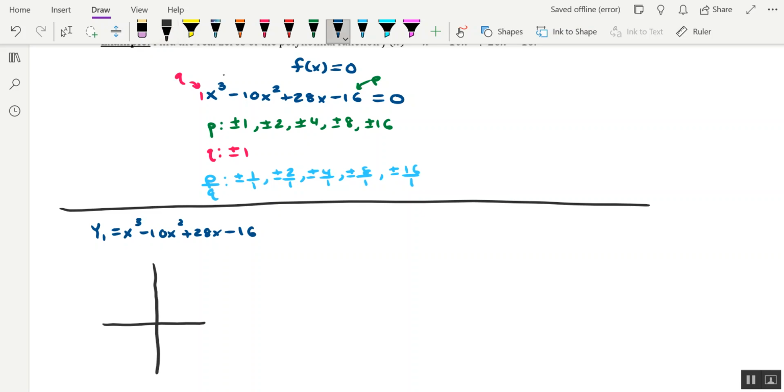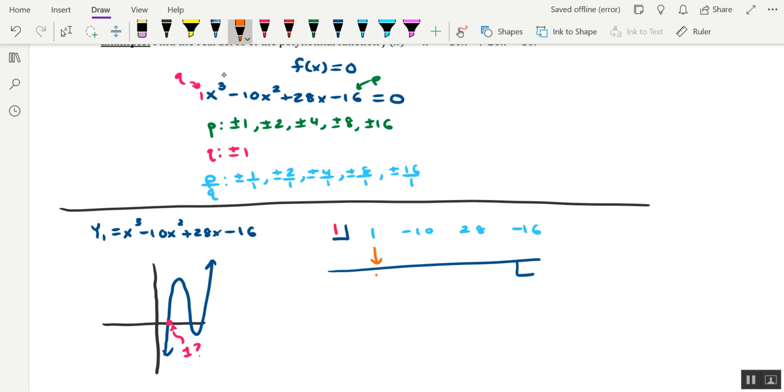Let me sketch out the graph. And I'm just guessing this 1, which by the way does come from our list, so this seems like a candidate, but let's be sure of it with synthetic division. Alright, so I'm going to do the synthetic division real quick. Oh man, we get a remainder of 3. So it turns out that 1 is not a real 0.